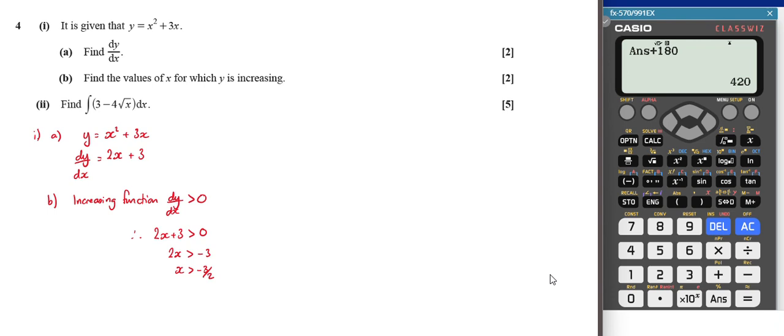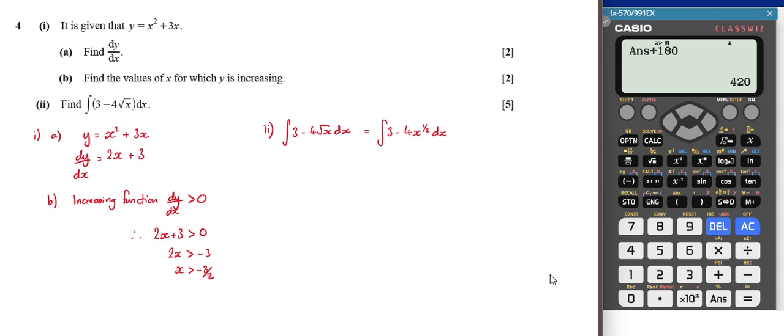Part 2, we're being asked to integrate. I'll do it over on the side. So we are doing the integral of 3 minus 4 root x dx. 4 root x, not very helpful, so let's rewrite this as the integral of 3 minus 4x to the half dx.